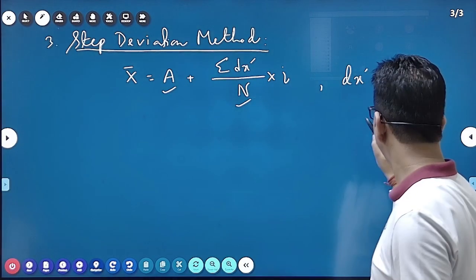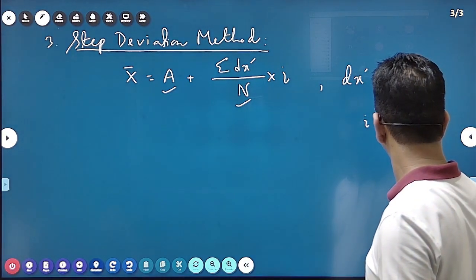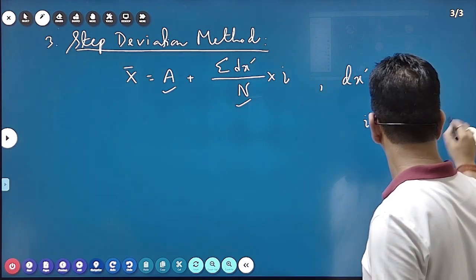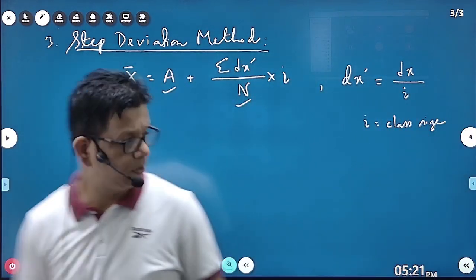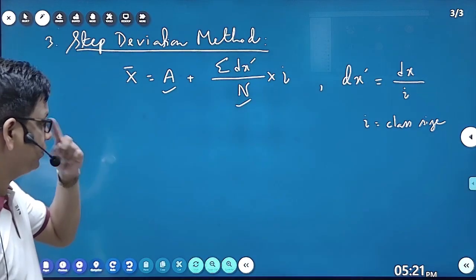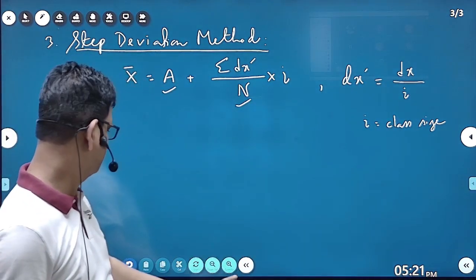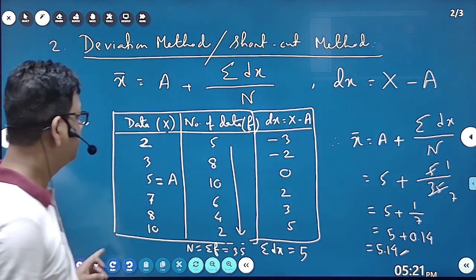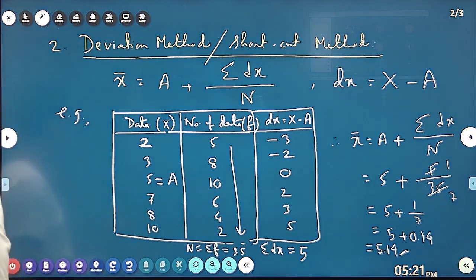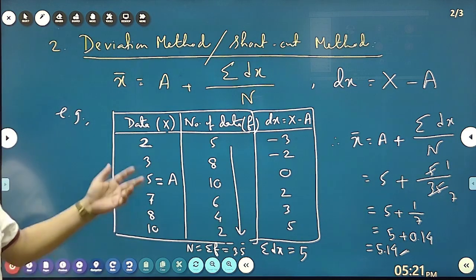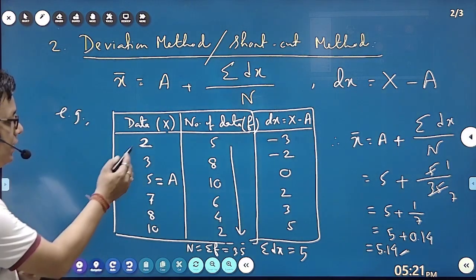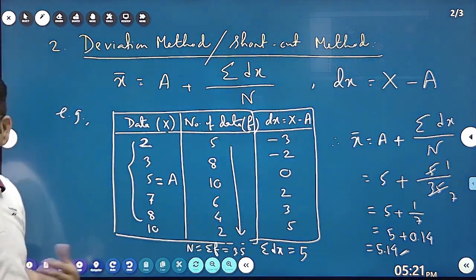Now what is I, you know? I is the class size or interval. But now for the previous data, I'm going to show it once. I is class size, but actually here we don't have class size. Then what will be I? In that case, this data will be given uniformly and their gap will be I.